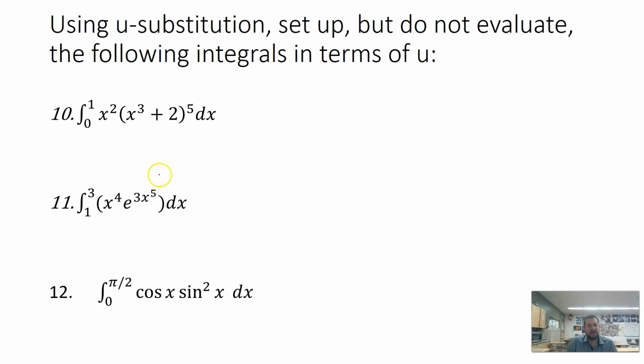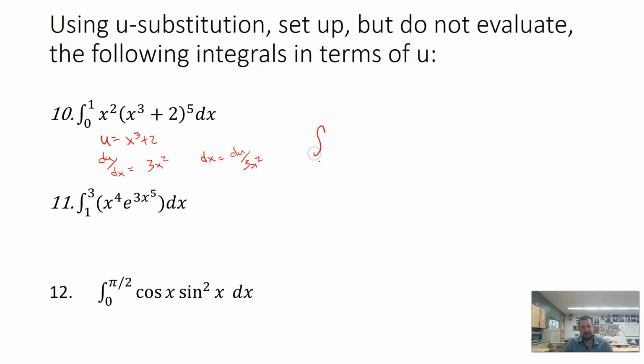Now, number 10, we want to set up these problems, but not evaluate them. So in other words, I'm going to choose my u. So I get u equals, on number 10, x to the third plus 2. So I've got that du dx is equal to 3x squared. I get the dx all by itself, so I get dx equals du over 3x squared. And then what I do is I plug that in for dx.